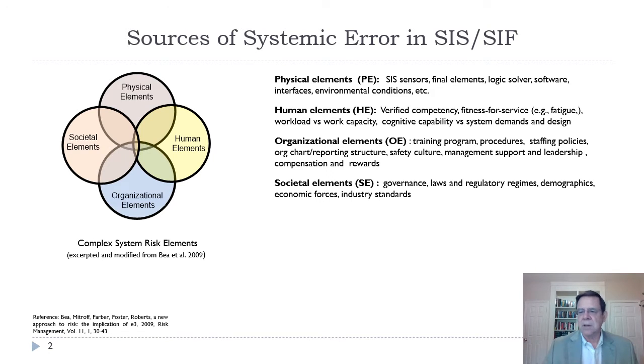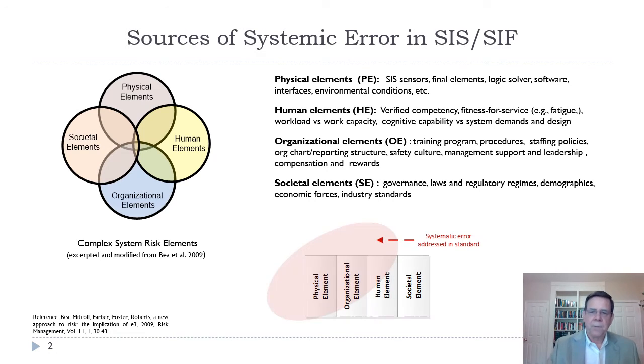So physical elements are what you would expect. Human elements, primarily we're talking about competency, so this is a skill and knowledge competency. Organizational elements, we're going to be talking about procedures and training and competency management. Societal elements could include governance, laws, regulatory regimes, demographics, economic forces, and the existence of industry standards, meaning this standard. And the scope is to look at systematic error essentially governed by the standard.